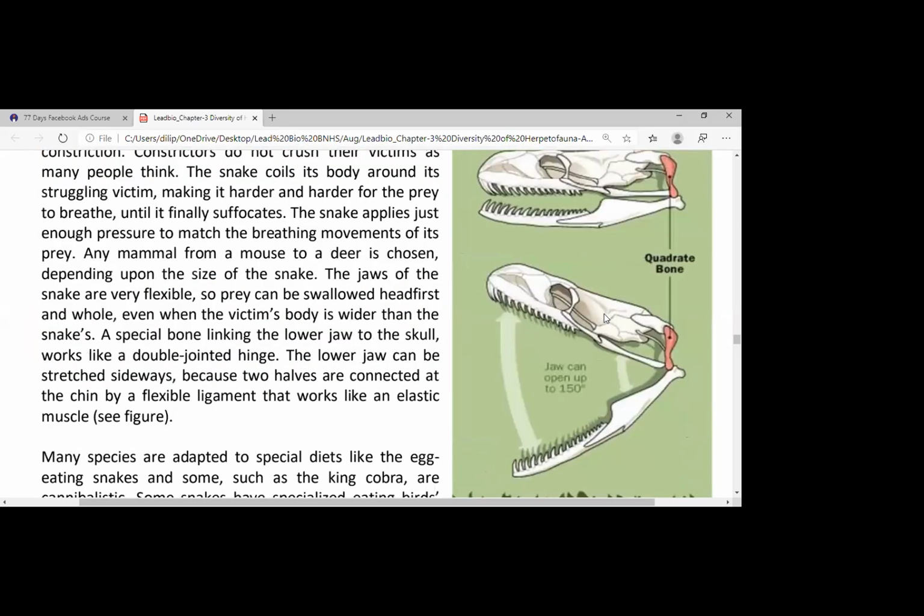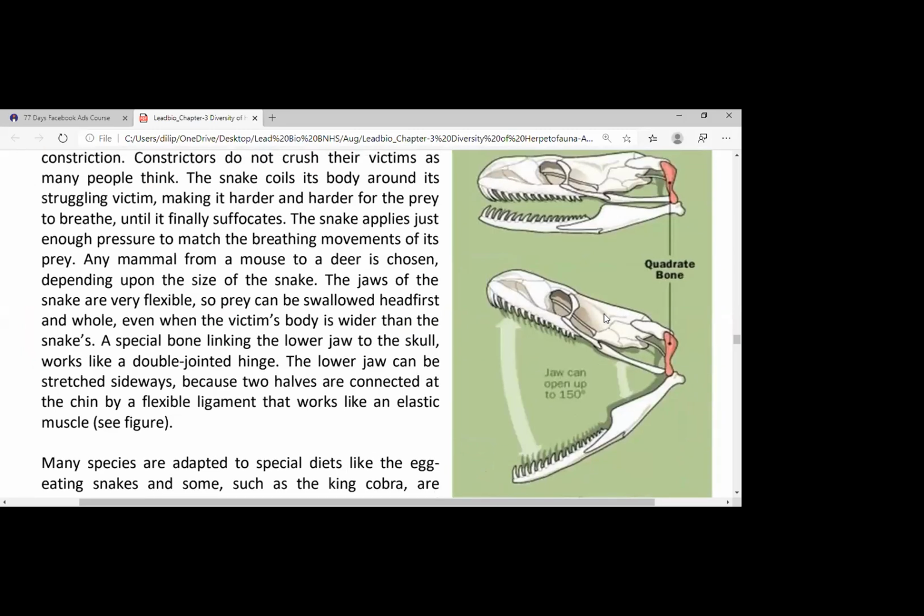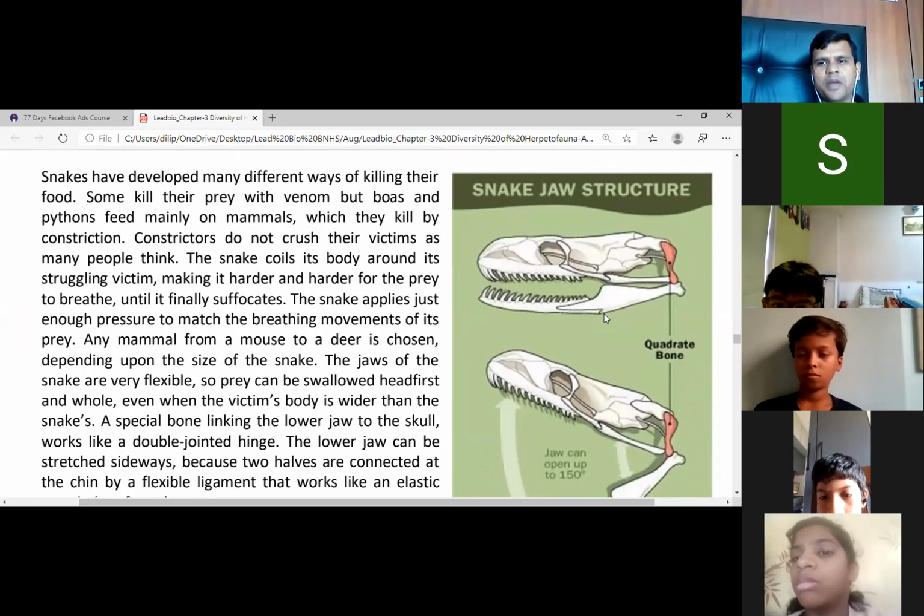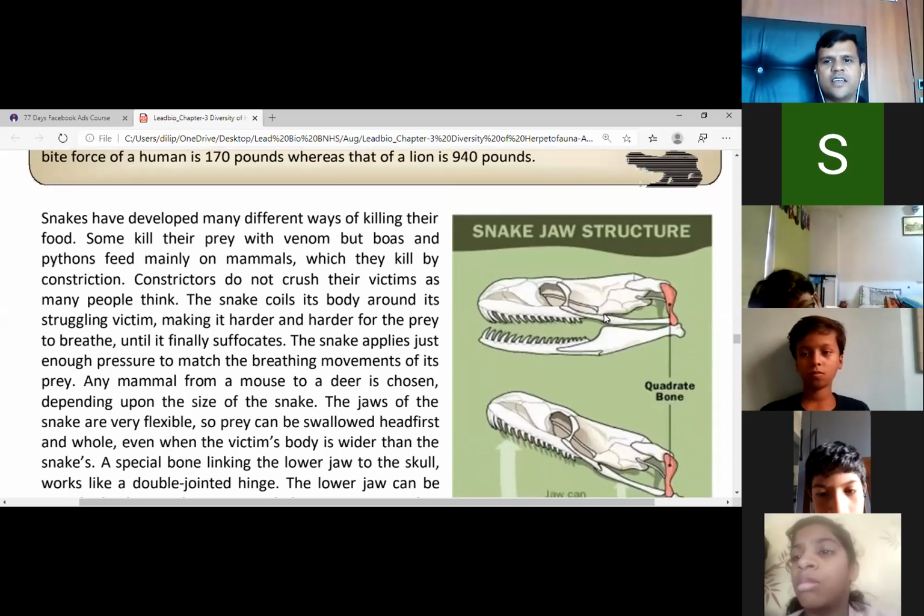And they have a jaw structure. So there is again very interesting stuff about crocodiles and their jaw structure and how they operate. So if anybody is interested, they can read through this document.